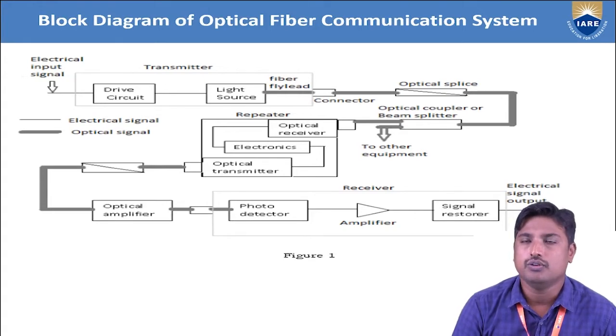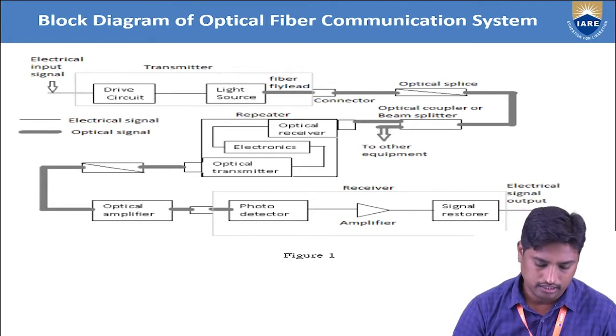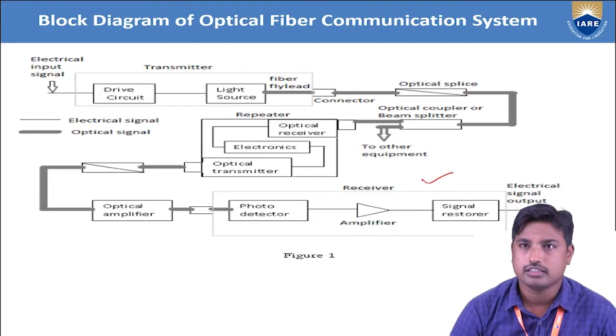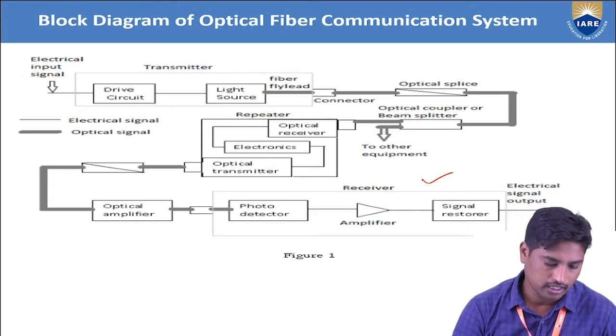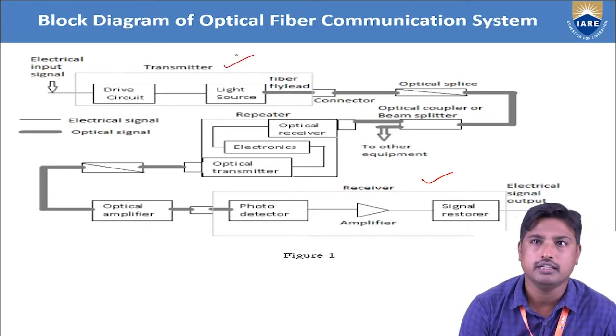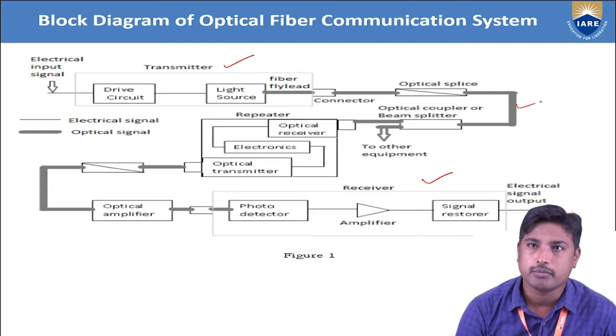It is connected to the optical fiber cable, and by total internal reflection, light propagates through the optical fiber cable. At the receiving end, the optical fiber cable is again connected to the receiver, which converts the light signals back into electrical signals. This is the main function of optical fiber communication system. Mainly three parts: transmitter, optical fiber cable, and receiver.